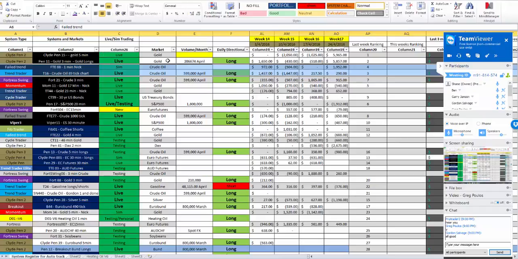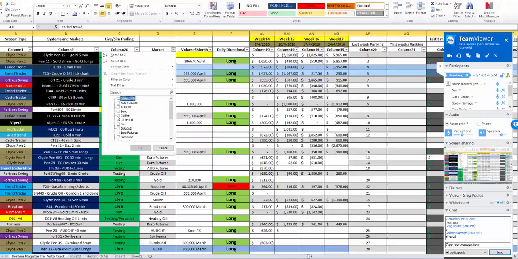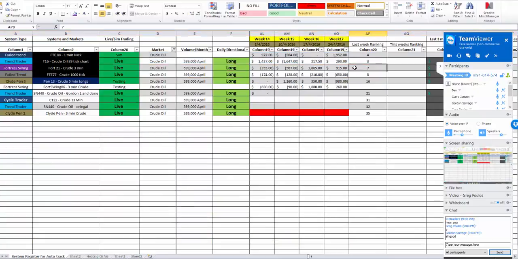So if we just isolate crude, the market, let's do that now. You'll see that our crude systems were really good, except for the Pen 13 and FT77. Now this is one that I'm going to recalibrate as well. So I'm going to play with that a little bit. That was the one we originally put out for the failed trend, and then Nick came up with a better strategy on the failed trend on a 1 minute. So this one's trading on 1,000 tick, the other one's trading on a 1 minute.